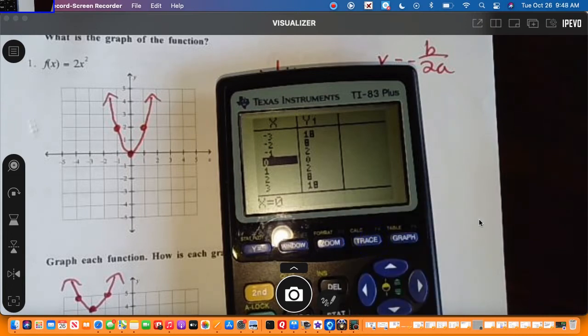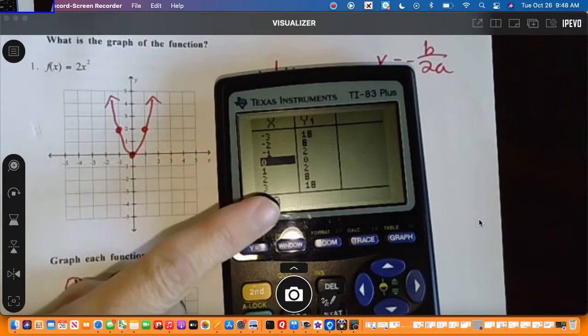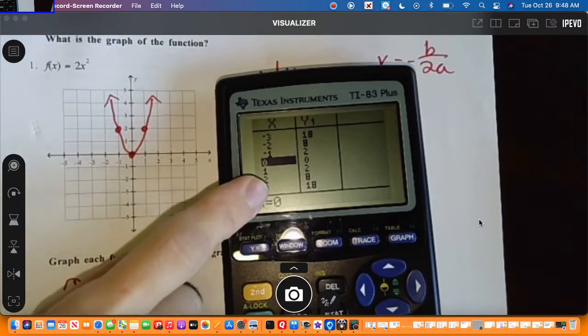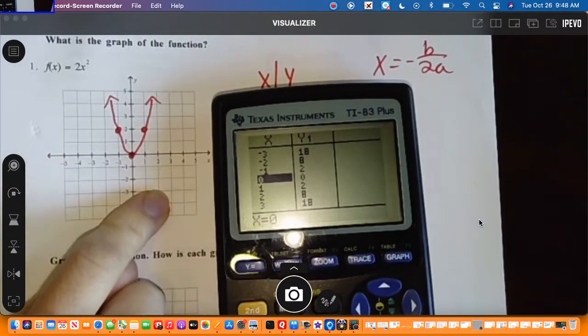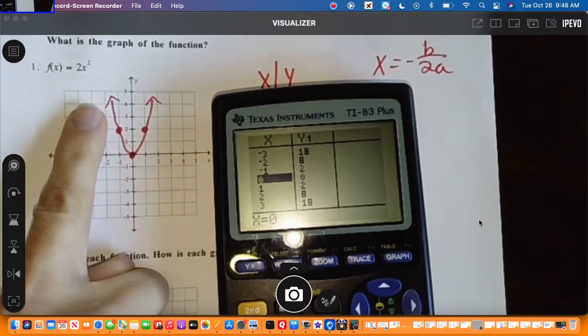I knew my vertex was 0, 0 because I didn't move left, right, up, or down. So that's how I know I'm going to start with 0, 0, and then pick some points around it. Do we always start with 0, 0? No. There will be a problem just like this on your quiz. How do you know if it doesn't start with 0, 0?